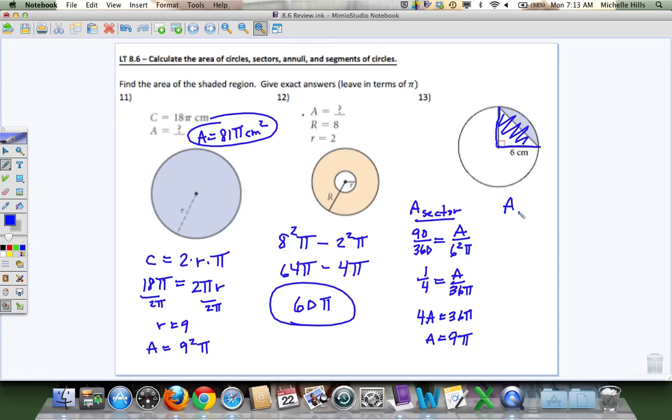The area of the triangle is 1/2 times the base times the height, which are the same because the base and the height are both radii of the circle, so that's 18. So I want to take the area of this whole sector and subtract out the triangle to get this segment that's left. So my area of my shaded region, my final area, is the 9 pi, which is the sector, minus the 18, which is the triangle, in parentheses because this whole thing has units of square centimeters. So this is my actual answer.